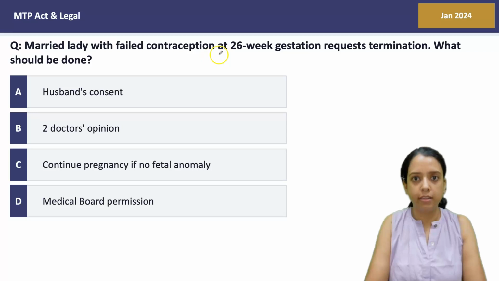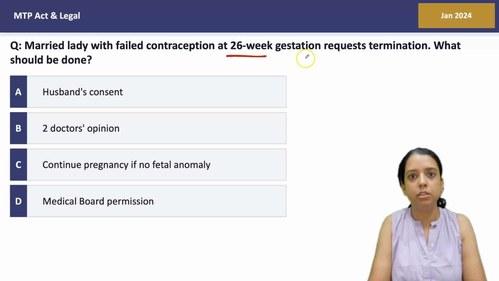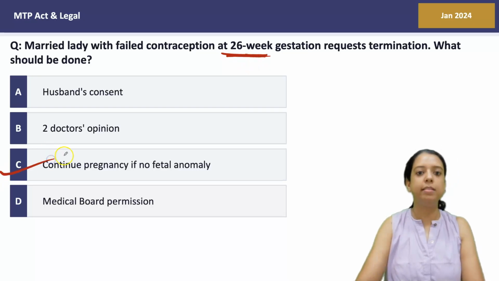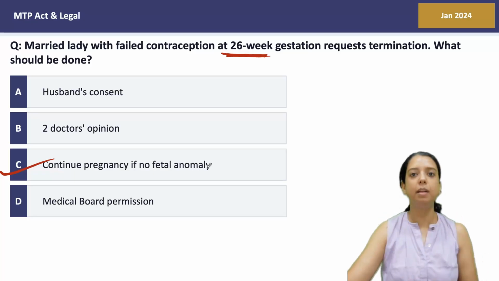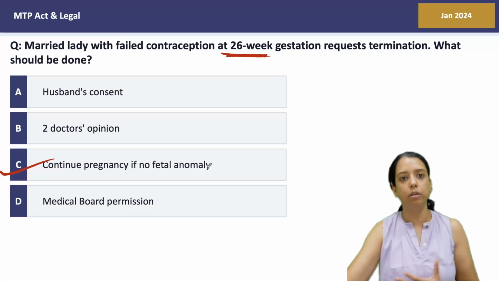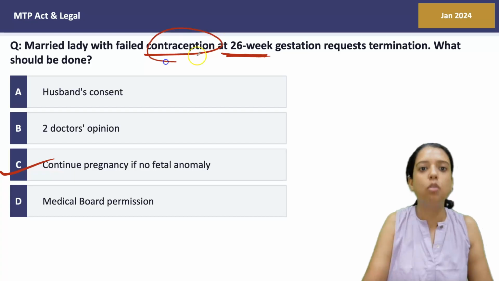A married lady with failed contraception at 26 weeks requests termination. Can you terminate? No. Continue the pregnancy if no fetal anomaly. Will you take a medical board? No, you will not even go to a medical board. For this indication, nobody goes for a medical board.